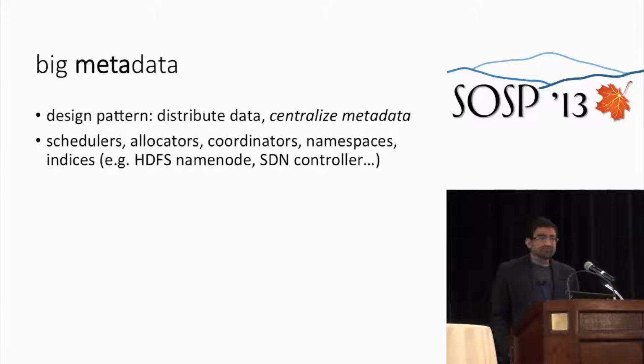A common design pattern in distributed systems is to distribute data but centralize metadata. In many distributed systems, you often have a centralized metadata component. This could be a scheduler for a MapReduce runtime. It could be a name node for a distributed file system, or it could even be a controller for a software-defined network. Now, if you have a centralized component at the core of your system, you have a single point of failure, and that's a problem.